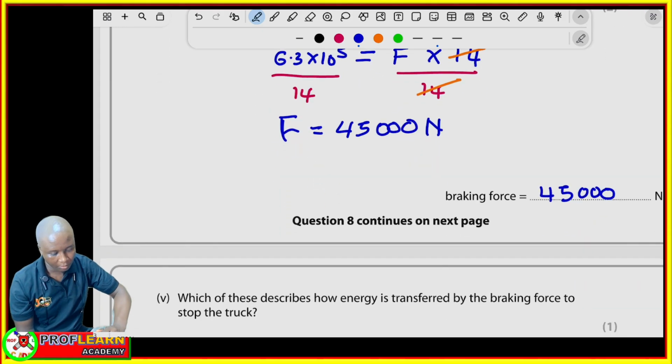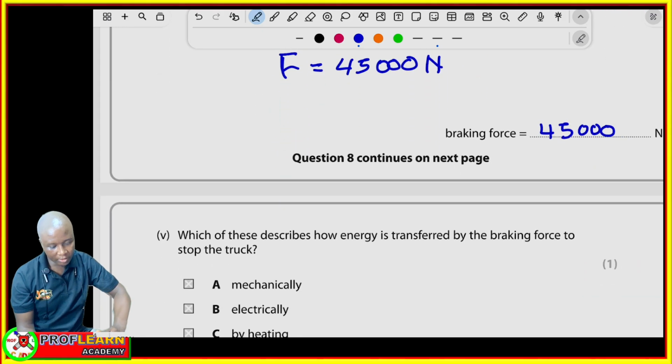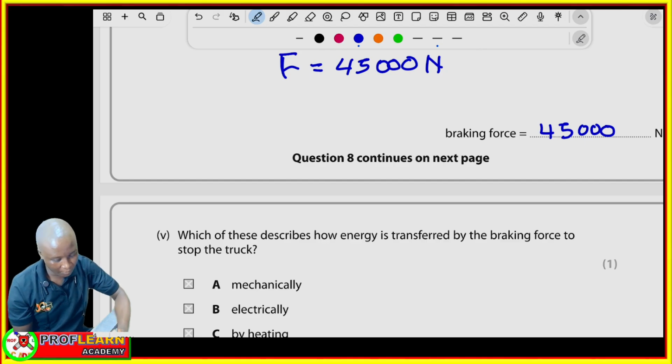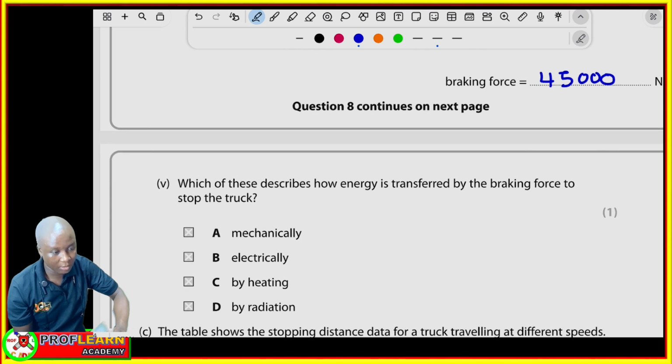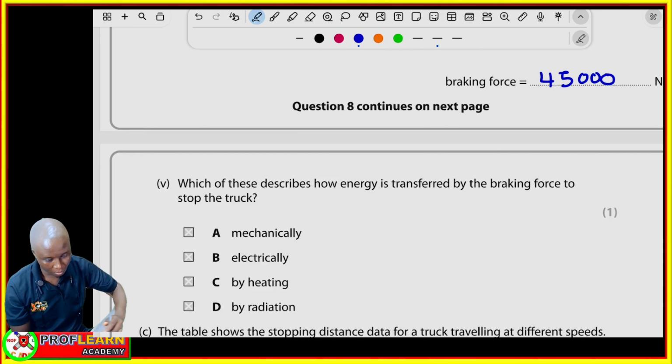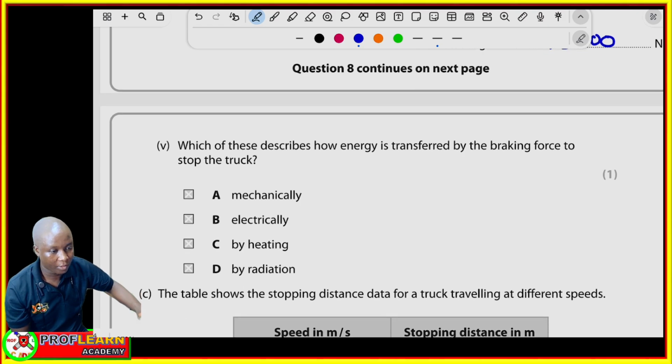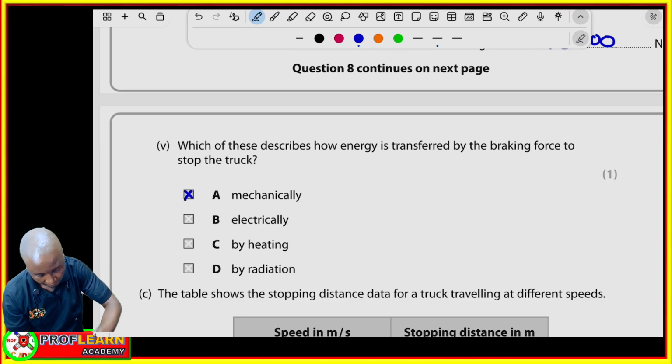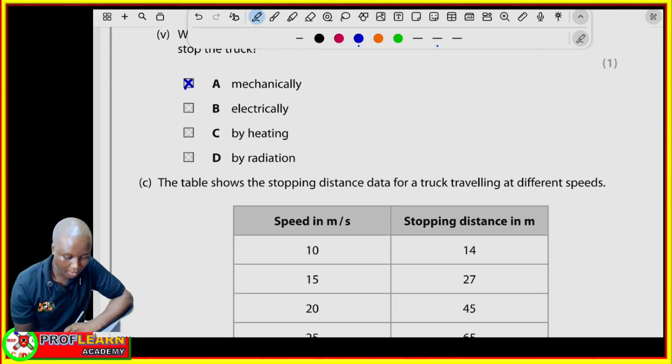Which of these describes how energy is transferred by the braking force to stop the truck? Energy is actually transferred mechanically. In this case, energy is transferred mechanically, so the best option for this is option A.